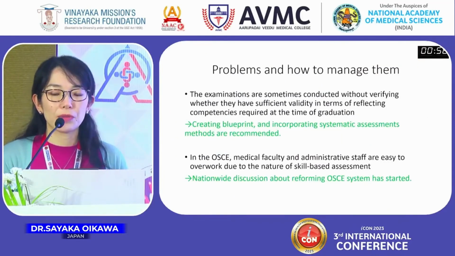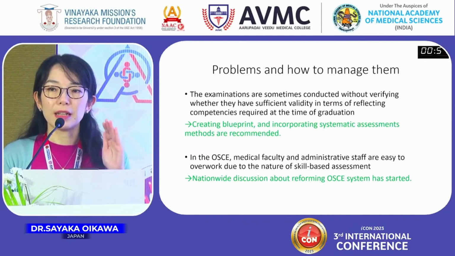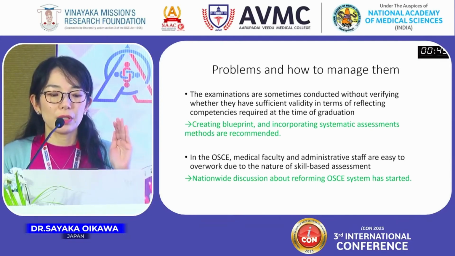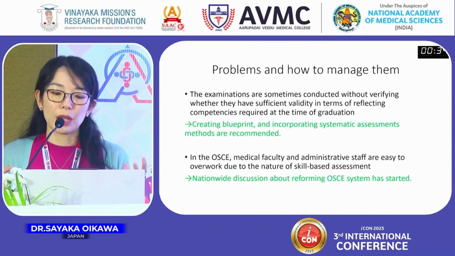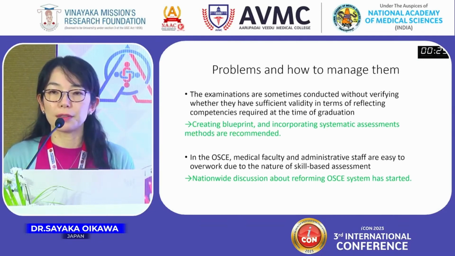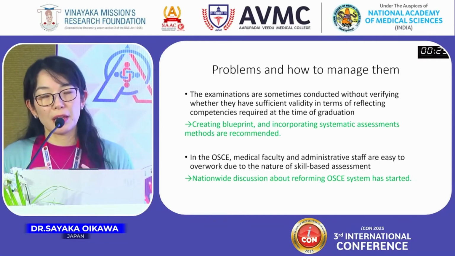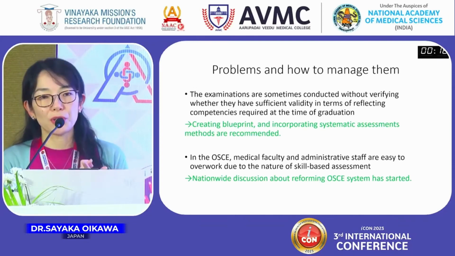What kind of problems did we have? First of all, we have to do validated and reliable OSCE exams because this is high stakes. In order to do that, we need to create a blueprint and incorporate a systematic assessment method. Also, OSCE can be very overworking, so we need some method to overcome those problems. We are now discussing building a big OSCE center in Japan, but we are struggling with many problems, budget problems, human resources problems.